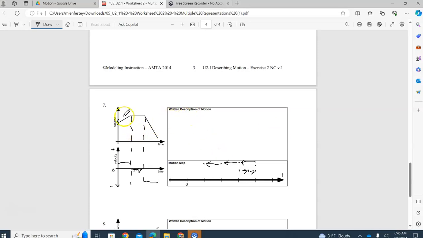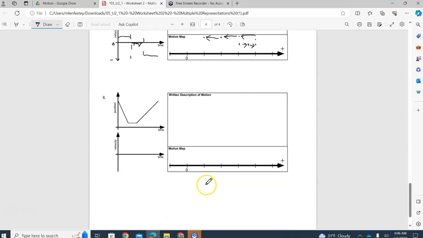All right, describing motion, I'd say it starts in front of the 0, moves in the positive direction at a slow, constant speed. Then it stops for a little while. Then it moves in the negative direction at a fast, constant speed. That's what I'd write. All right, the last one.